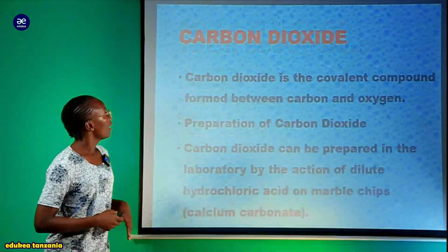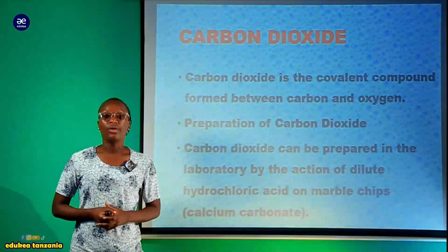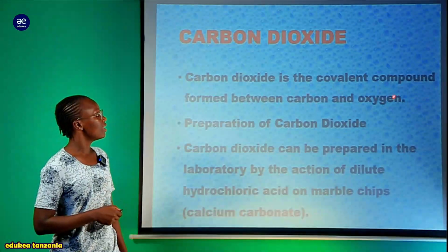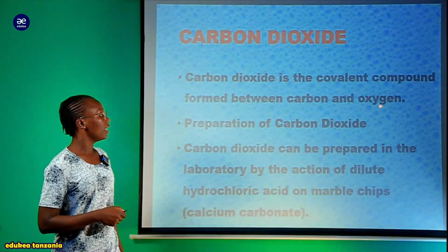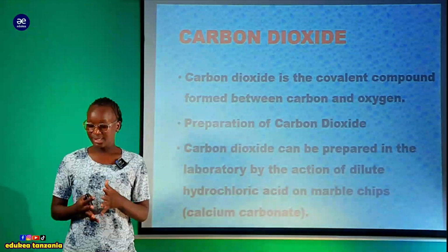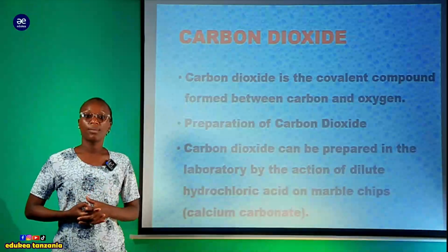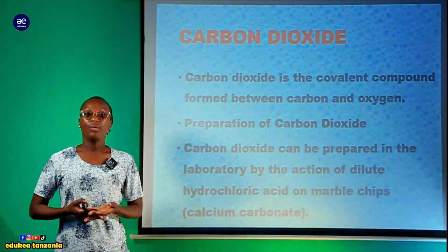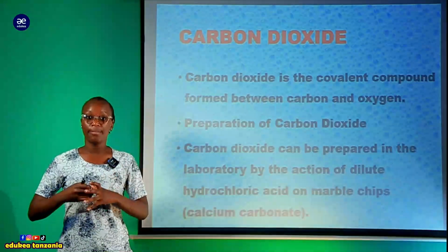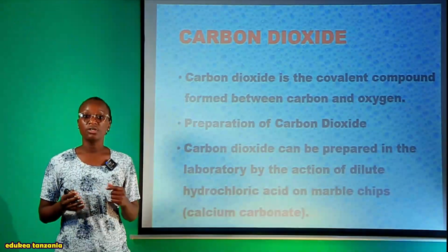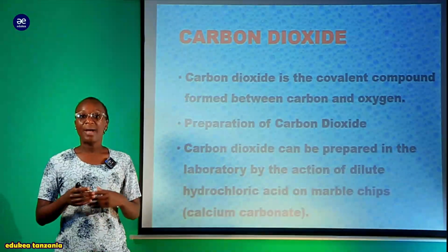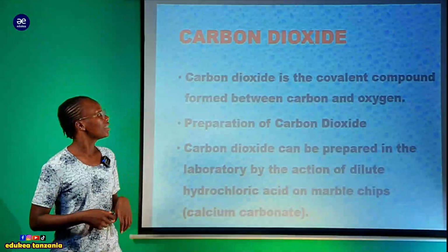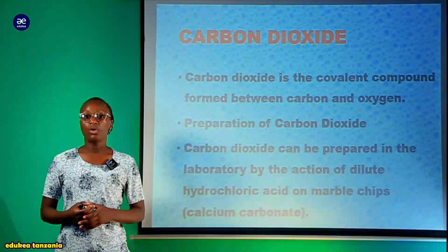So today we are going to look at carbon dioxide. My students, carbon dioxide is a covalent compound formed between carbon and oxygen. This means that it is a covalent compound. When we talk about a covalent compound, we simply mean those elements or compounds formed by the combination of two or more elements by sharing of electrons. This means that two nonmetals are joined through covalent bond formation.